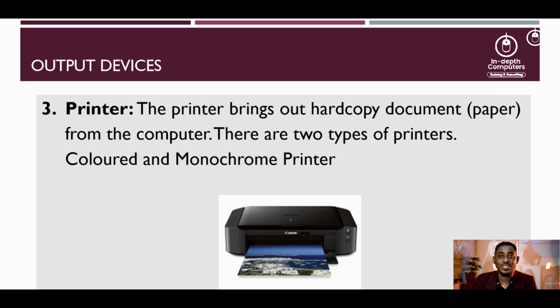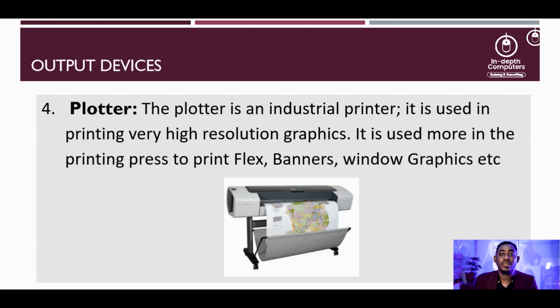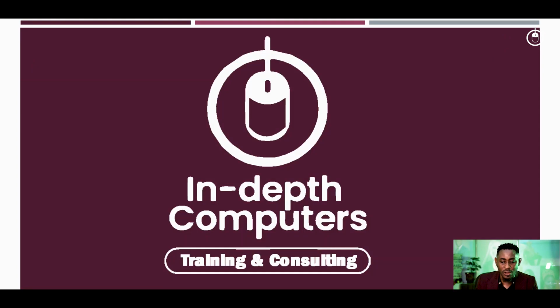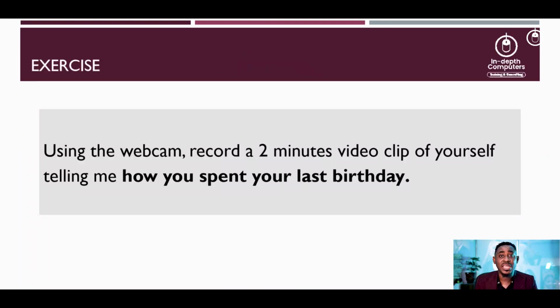Now, the printer is also an output device because by the time you finish typing or you finish drawing using your mouse, you use the printer to print out what you have drawn on paper. That is why the printer is an output device. The plotter works like the printer, but the plotter is used in larger printing industries. Now, these are all of the output devices.